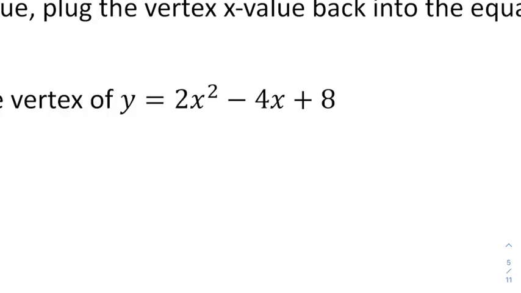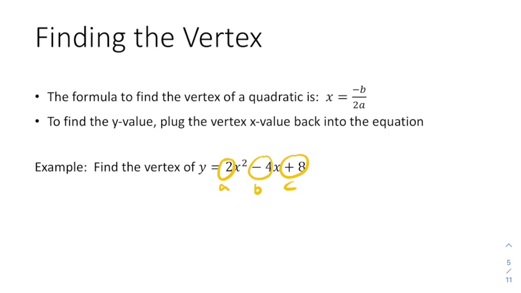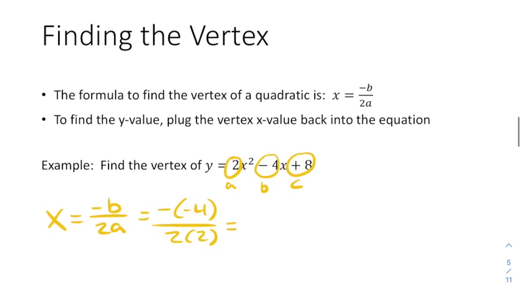I'm going to start by identifying my a, b, and c values. Now for this formula, I really only need a and b. So we're going to fill in this formula and replace b with that negative 4 and a with that positive 2. Well, a negative 4 is really a positive 4. And 2 times 2 is 4. 4 divided by 4 equals 1, so we end up being able to say that x equals 1. That is the x-coordinate of the vertex.